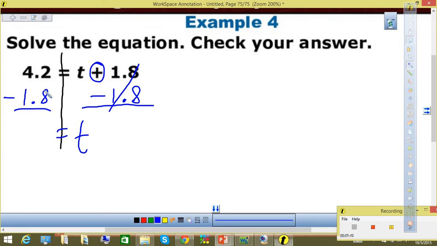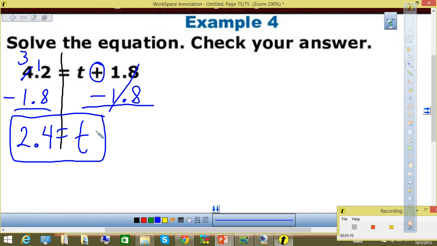So 4.2 minus 1.8. 4.2 menos 1.8. We're going to borrow from here. This becomes a 3. This is a 12. So that becomes 4. Bring down the decimal. And this is a 2. 2.4 equals T. Are we there?